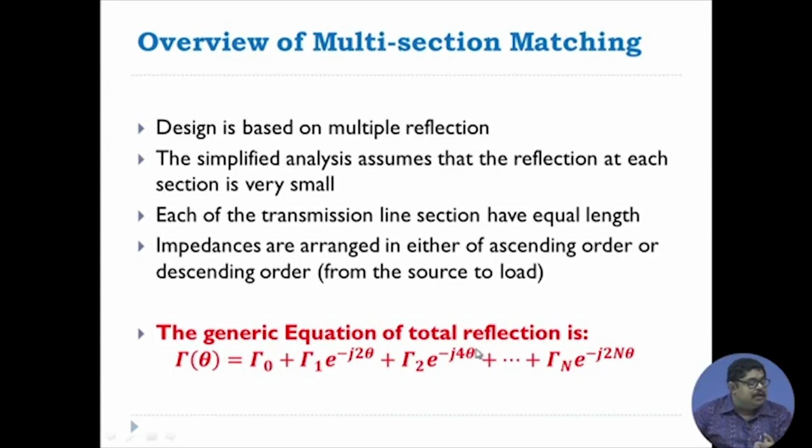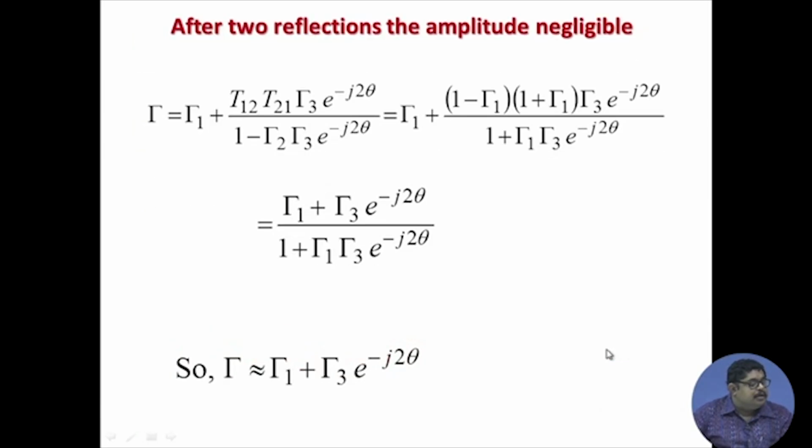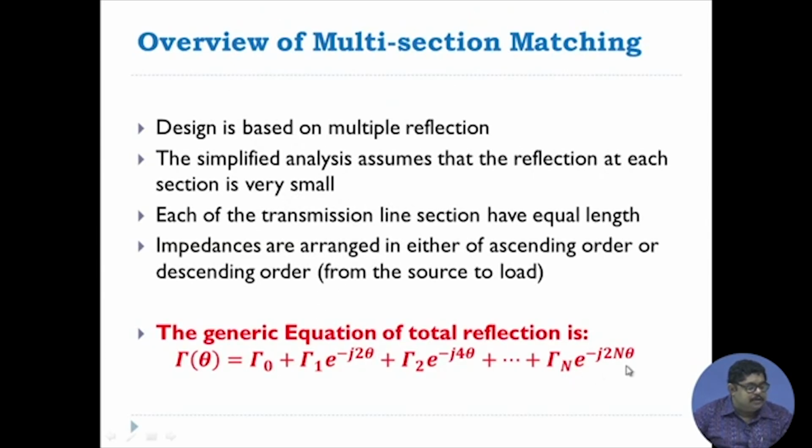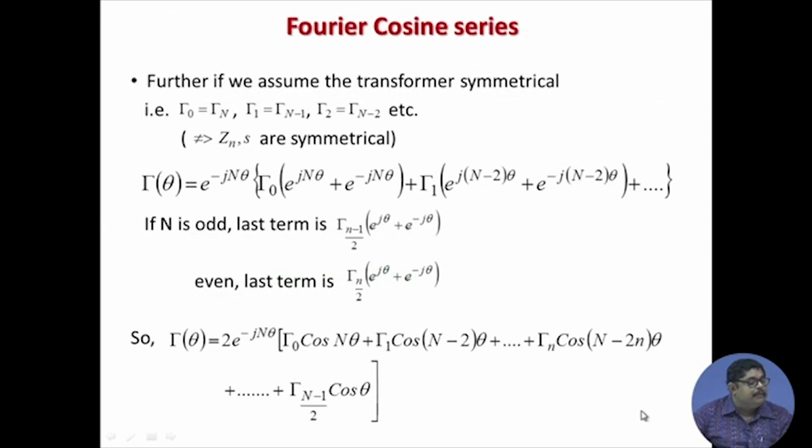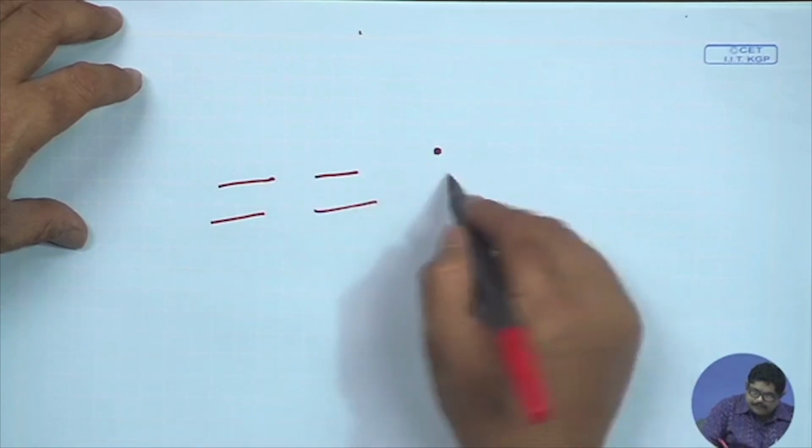And this generic equation of total reflection we have already written here, you see this one. So, just like this we can write the generic equation, and with this you get the series. Now, we also assume two more things. One is that the transformer is symmetrical, symmetrical in the sense that the reflection coefficients at the two ends are the same. Suppose I have multiple sections.